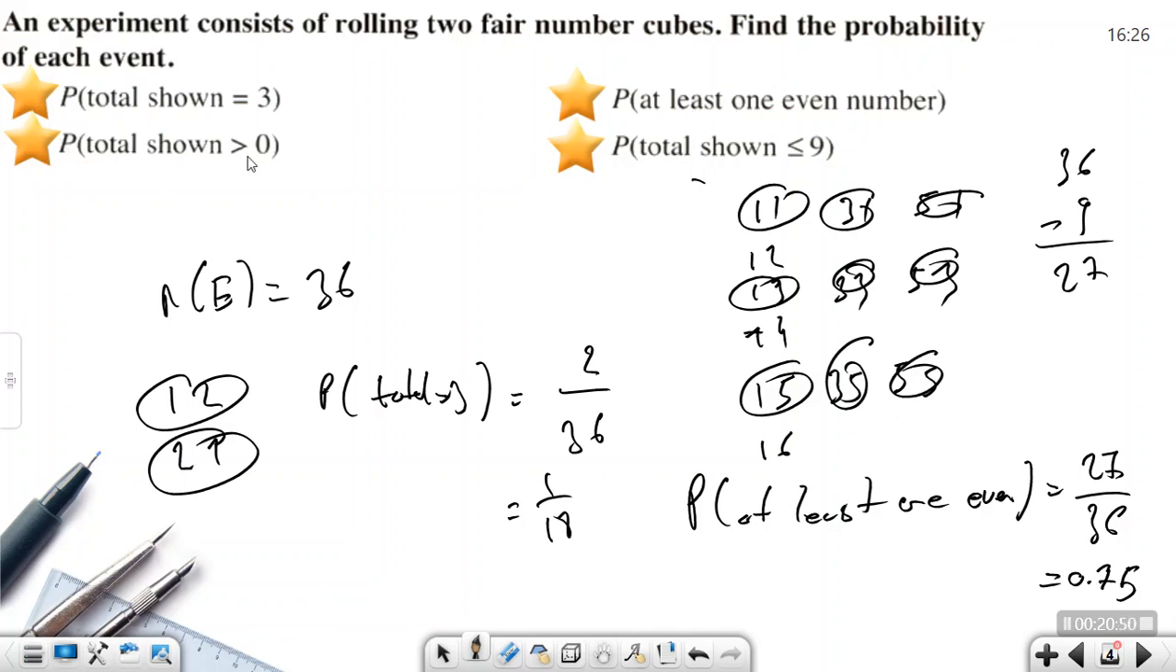You can solve the others. Total shown bigger than 0: all of them are greater than 0 when you roll a dice, so the probability will be 1. Total shown less than or equal to 9: that's your question, you can try to solve that one.